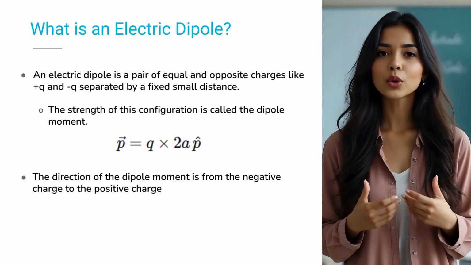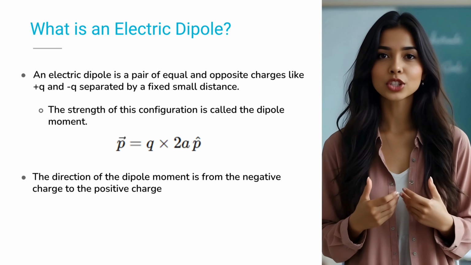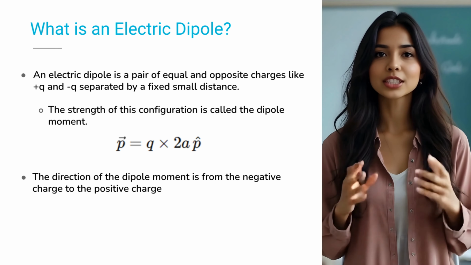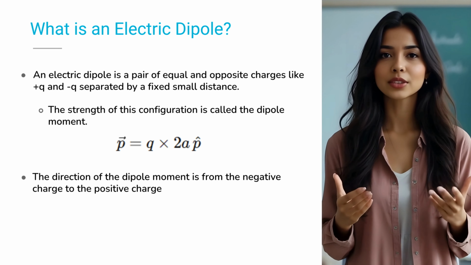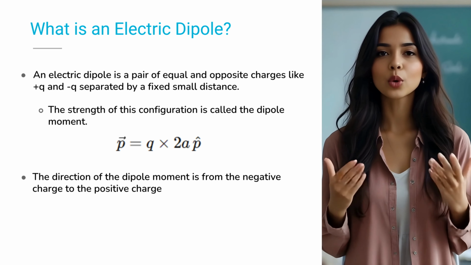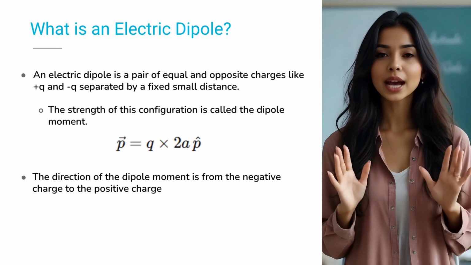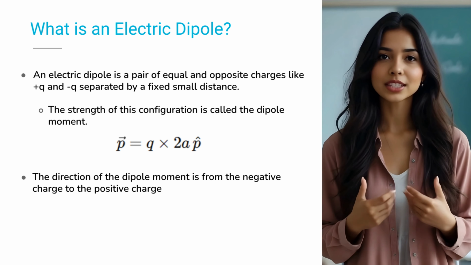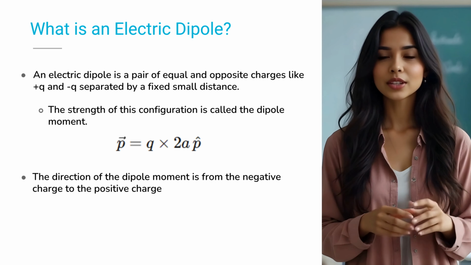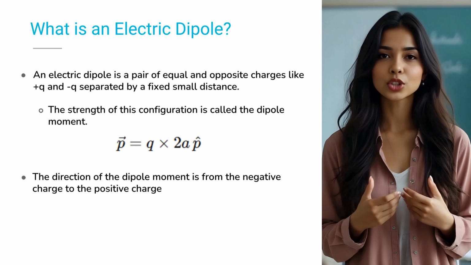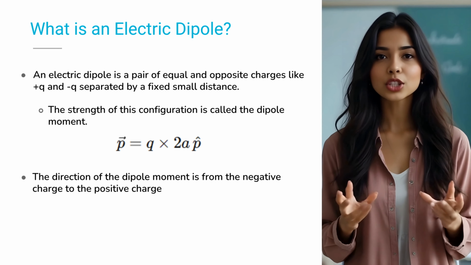An electric dipole is a pair of equal and opposite charges, like plus Q and minus Q, separated by a fixed small distance. The strength of this configuration is called the dipole moment. Here's how we define it. Dipole moment equals the magnitude of charge multiplied by the separation between the charges. So, in words, P equals Q times 2A, where 2A is the total distance between the charges.